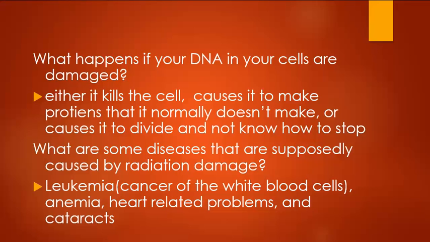What are some diseases that are supposedly caused by radiation damage? Leukemia, which is when your white blood cells don't know how to stop producing, and after they kill everything that's bad for you, they start killing you. So leukemia, you're literally eating yourself. Anemia is where you have not enough red blood cells. It kills your red blood cells. Heart-related problems and cloudiness in your cornea is cataracts.